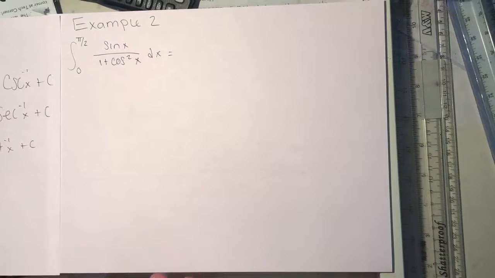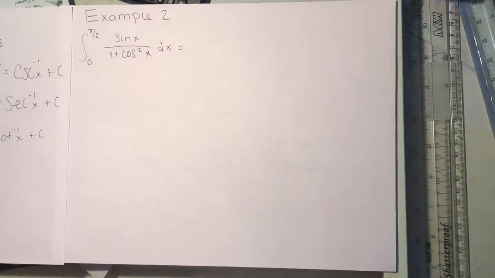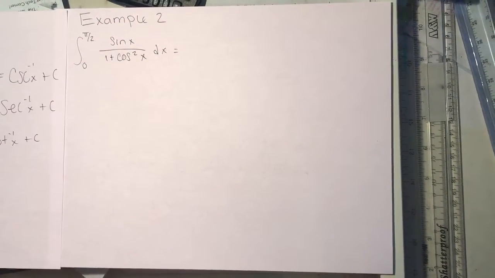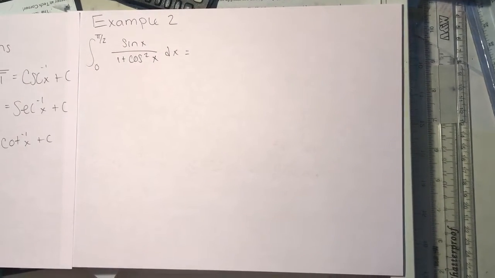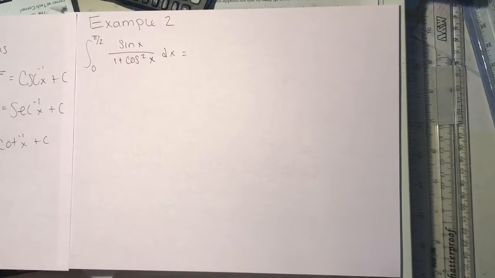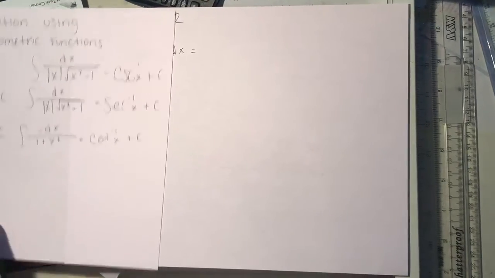Alright, so for the second example, we're going to do a definite integral this time instead of an indefinite integral. We're going to take the definite integral of sine of x over 1 plus cosine squared of x from 0 to pi halves, my bad. Right off the bat, looking at this equation, I noticed that it looks a lot like the arctangent equation right here. It has a lot of similarities, just in a different form.